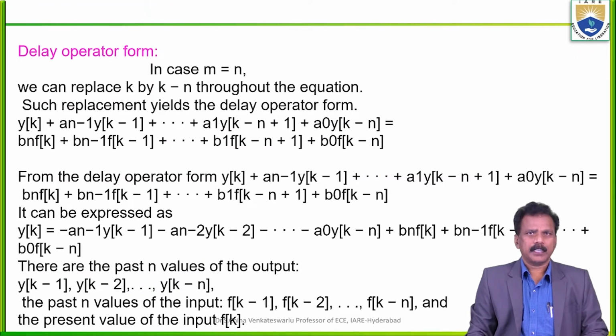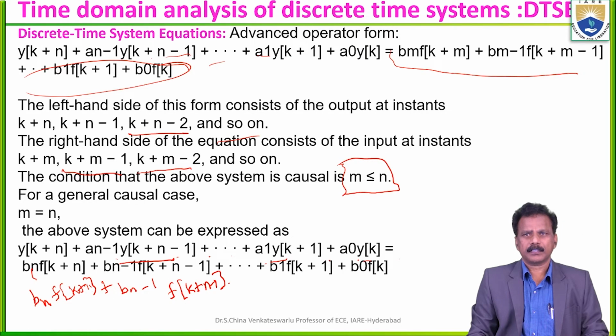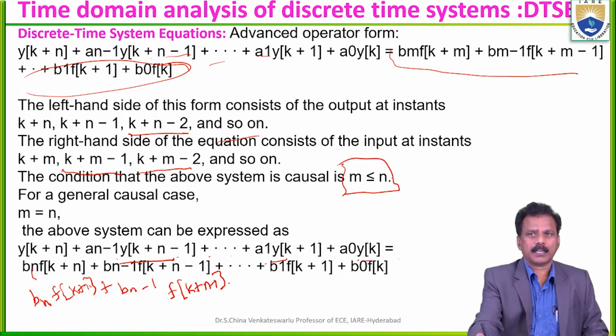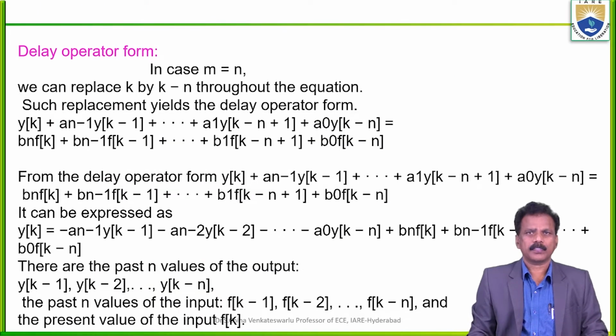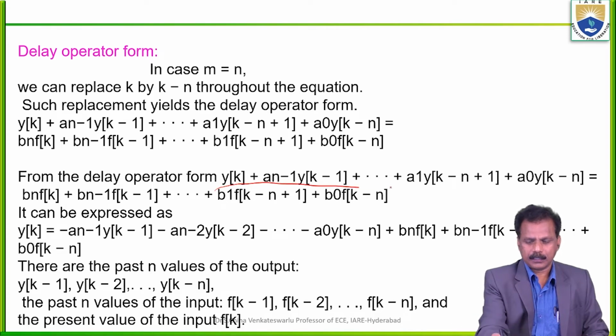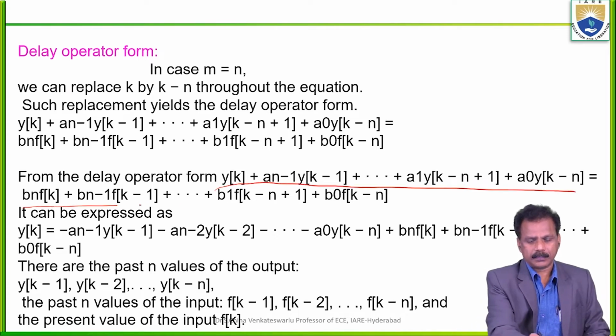For the delay operator form, previously we saw that m is less than or equal to n. After that we consider m equal to n. We can replace k by k minus n throughout the equation. Such a replacement gives the delay operator form. Consider this mathematical notation.